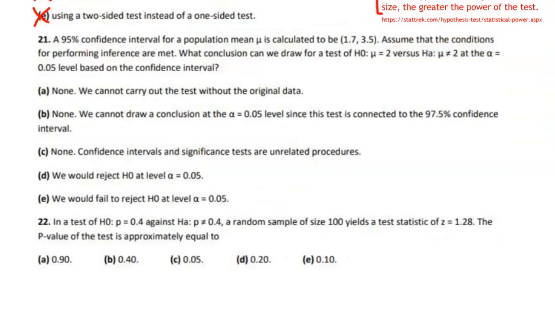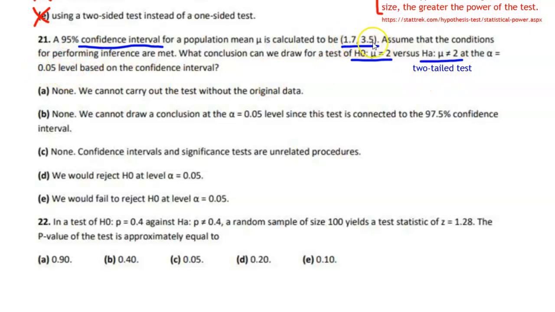Moving on to question 21. We're looking for a 95% confidence interval. Again, we're looking at confidence intervals here for a population mean that has these values. Assuming the conditions are met, what conclusion can we draw for this test? Mu is equal to 2 versus mu is not equal to 2. Of course, this is a two-tailed test. And it's lucky that this is a two-tailed test because what they did at first was make a confidence interval, which by its very nature has to deal with an upper bound and a lower bound. So a 95% confidence interval is very closely related to a two-tailed test at the 0.05 level.